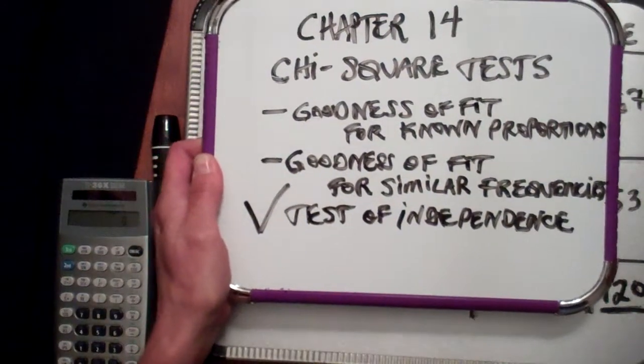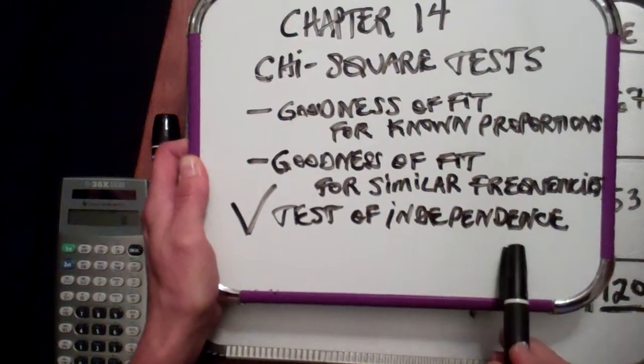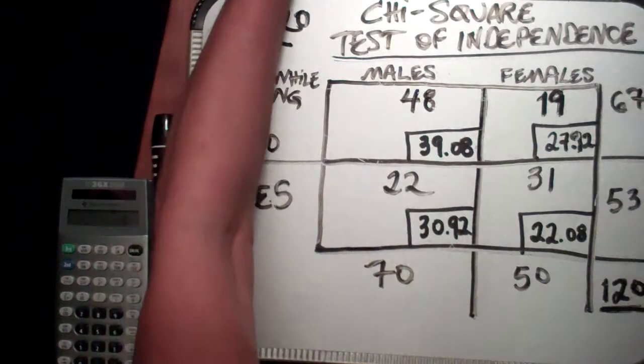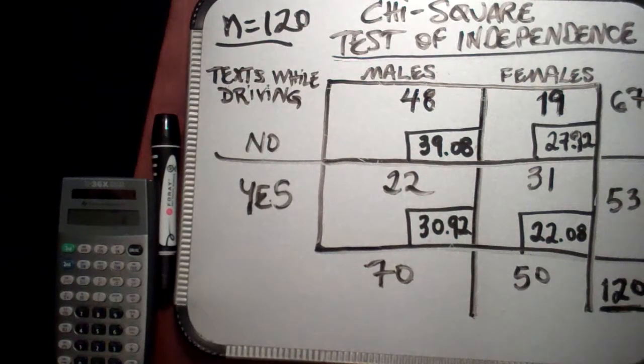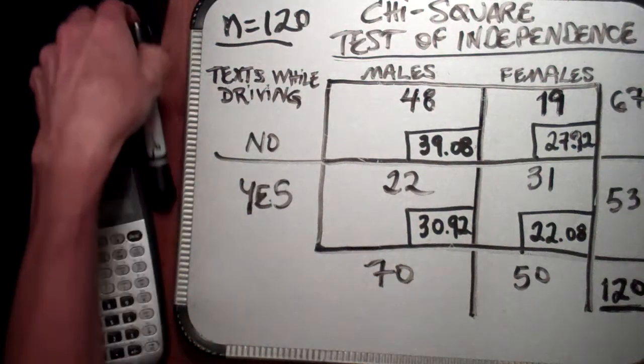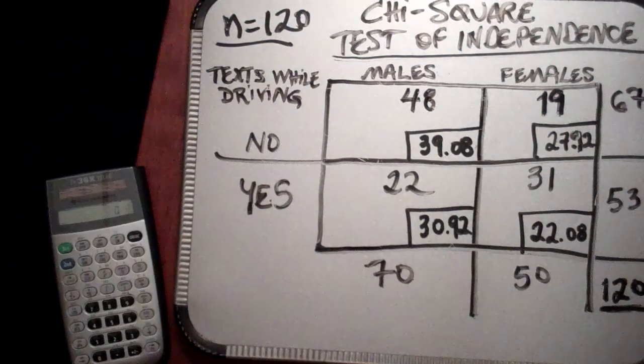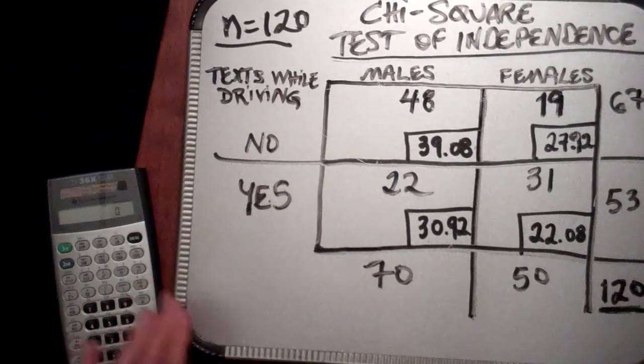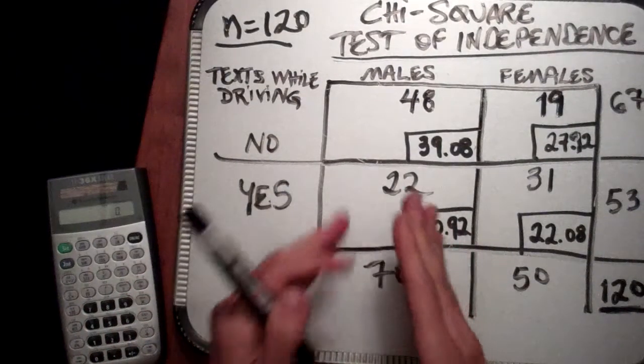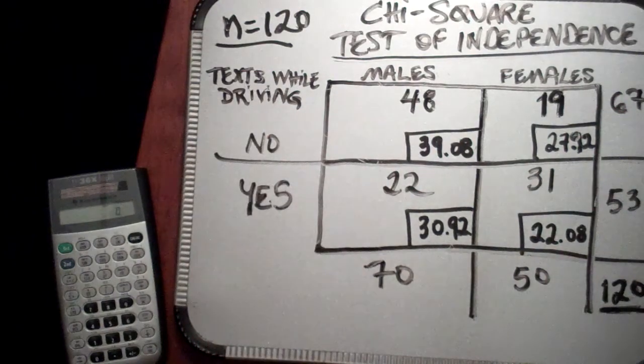The last chi-square test that we're going to review is the chi-square test of independence. The chi-square test of independence is calculated a little bit differently than the previous two examples of chi-square tests, and we're going to go over that right now. First of all, one of the most important things is you have to be very familiar with the chi-square contingency table, what's called a contingency table.